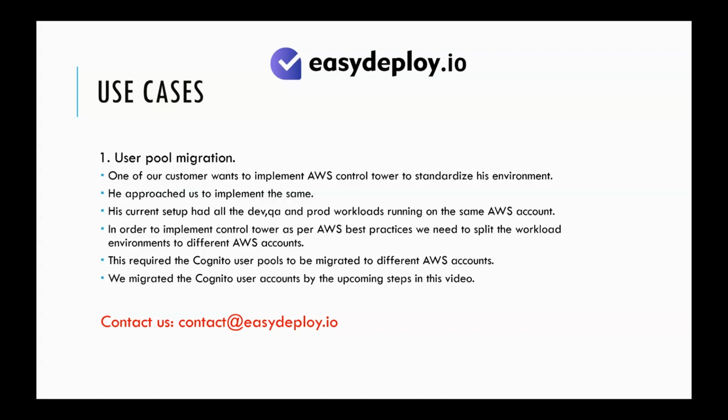His current setup had all the dev, QA, and prod workloads running on the same AWS account. In order to implement Control Tower as per AWS best practices, we need to split the workload environments into different AWS accounts. This required the Cognito user pools to be migrated to different AWS accounts. We migrated the Cognito user accounts by the upcoming steps in this video.